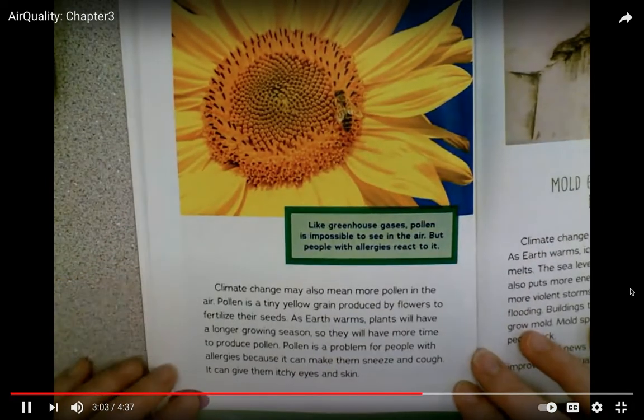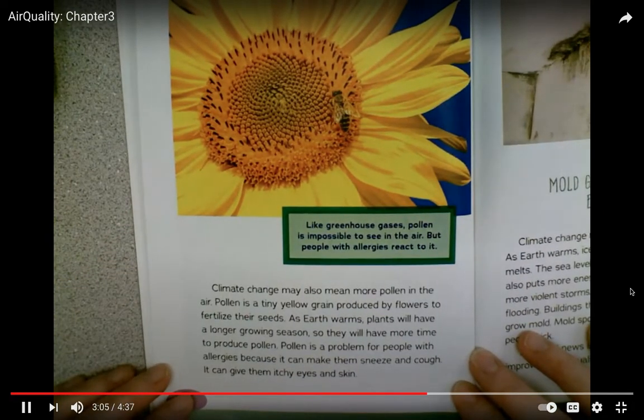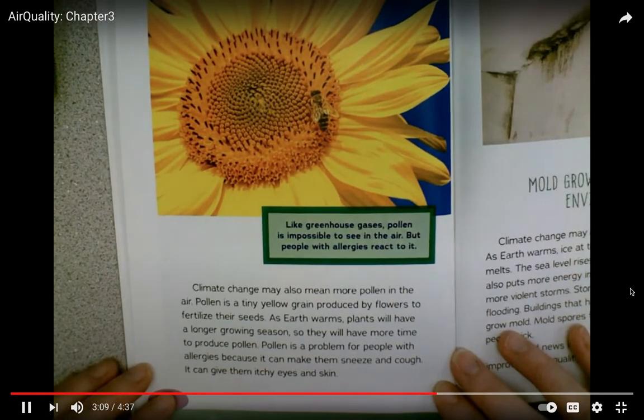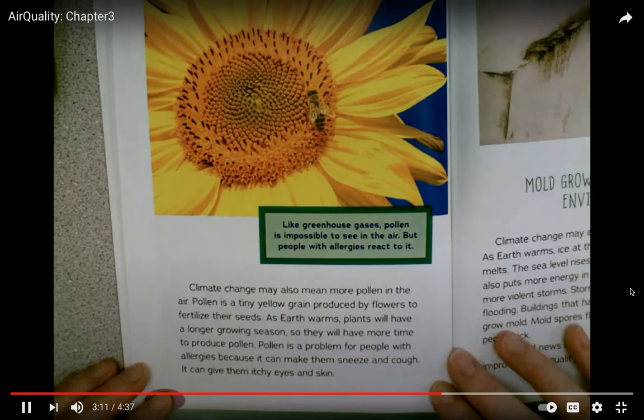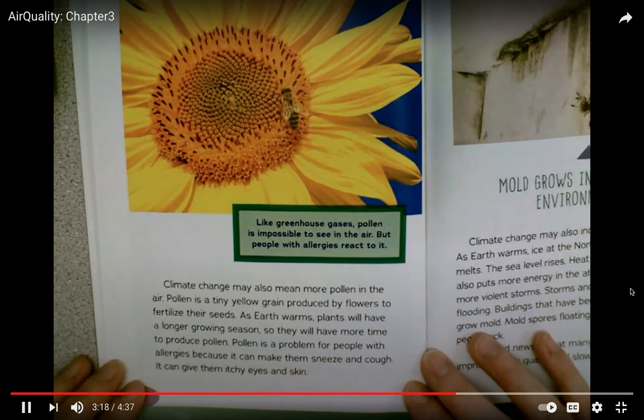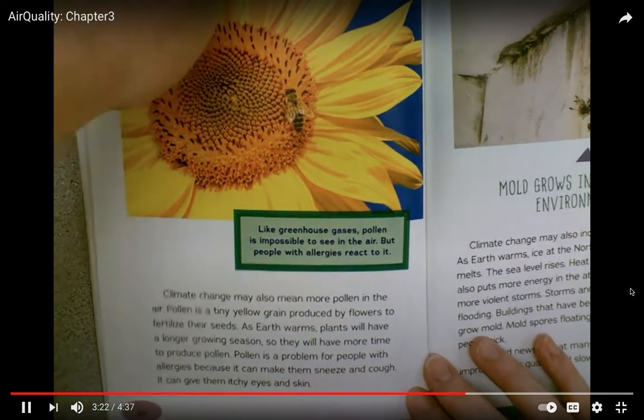Climate change may also mean more pollen in the air. Pollen is a tiny yellow grain produced by flowers to fertilize their seeds. As Earth warms, plants will have a longer growing season, so they will have more time to produce pollen. Pollen is a problem for people with allergies because it can make them sneeze and cough. It can give them itchy eyes and skin.